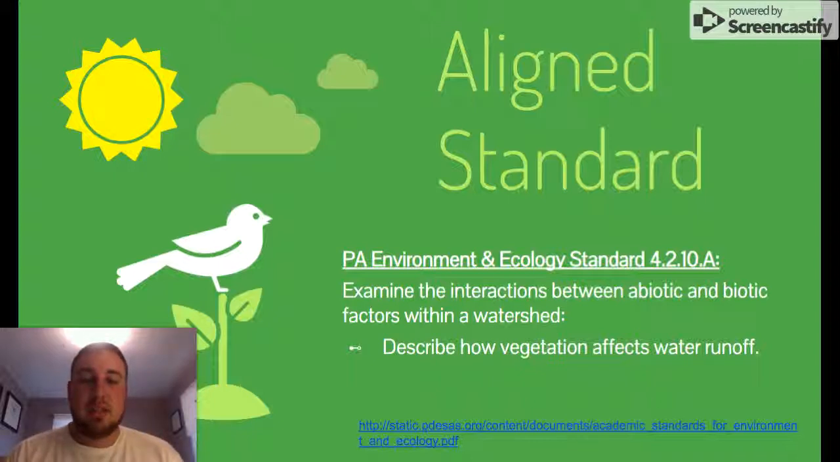And I saw that this lesson would be applicable in a couple different places, but the one that really stuck out to me was this standard from 10th grade, which would be to examine the interactions between abiotic and biotic factors within a watershed, and specifically the substandard that talked about describing how vegetation affects water runoff. I really focused on this standard because although this is a very elementary activity, the way it was presented to us in the module, it definitely can stem to a lot of bigger conversations.